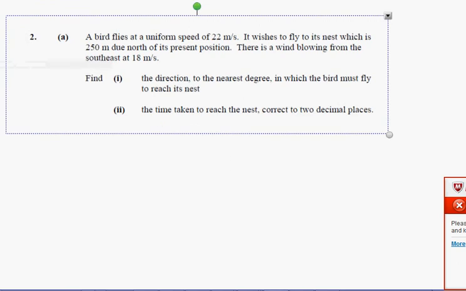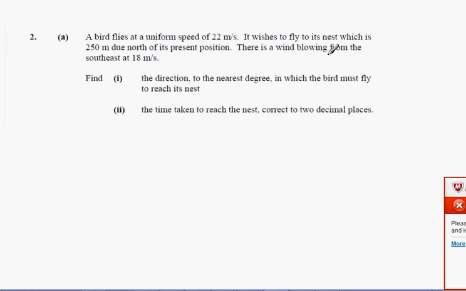Now, a bird flies at a uniform speed of 22 meters per second. If it wishes to fly to its nest, which is 250 meters due north of its present position, there is a wind blowing from the southeast. From being the keyword southeast, you have to change it around to northwest, because that means that the wind is actually blowing northwest. So northwest is diagonal up and left.